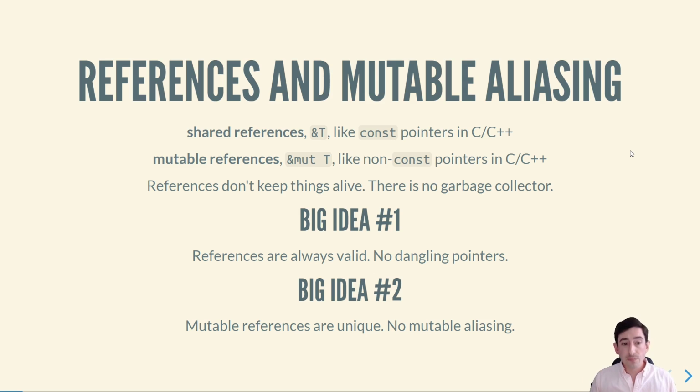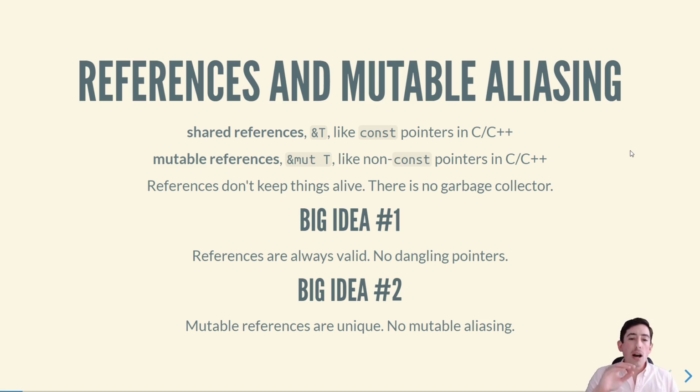References are always valid. Big idea number two, mutable references are unique. So we're not allowed to do any mutable aliasing. What that means is if I take a ref mut T, a mutable reference to some object, that has to be the only reference to that object while it's alive. There can't be any other ref mut T's to the same object. There can't be any other shared references either. So when I have a mutable reference to something, that can't be aliased at all. There can't be any other borrows of that thing. That's big idea number two. That's very different from C++. C++ is happy to allow mutable aliasing.